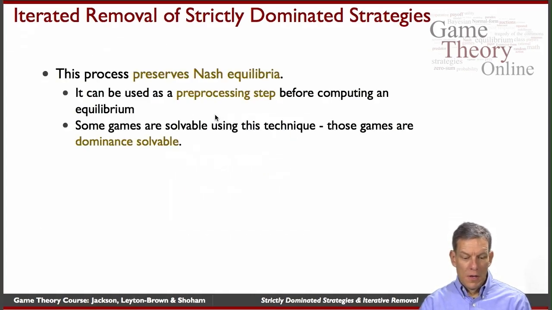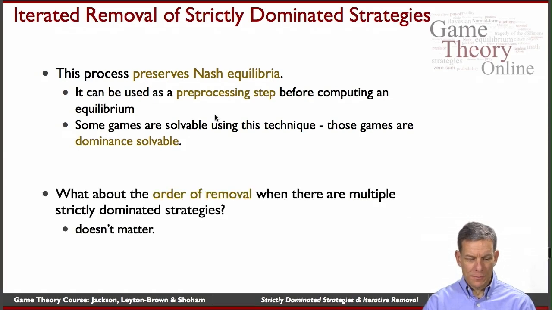Okay, so iterative removal of strictly dominated strategies. One nice thing about this is it preserves Nash equilibria. So even if you're just wanting to analyze Nash equilibria, you can use it as sort of a pre-processing step. So before you try and compute Nash equilibria, get rid of all the strictly dominated strategies and iterate on that. Some games, like the first one we looked at, tend to be solvable using this technique. That's called dominant solvability. If it actually collapses to a single point, you were able to solve that game just by using dominance arguments. Some games won't be, but it still could be useful to analyze these things.